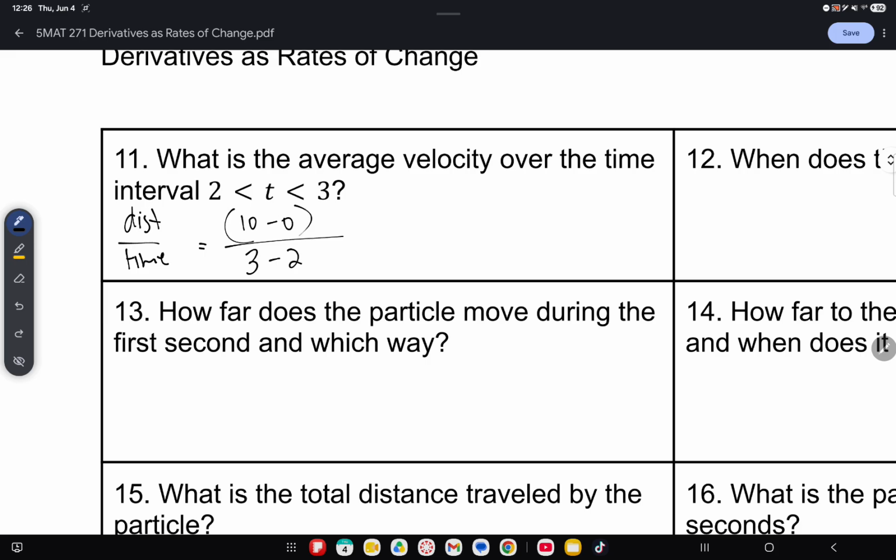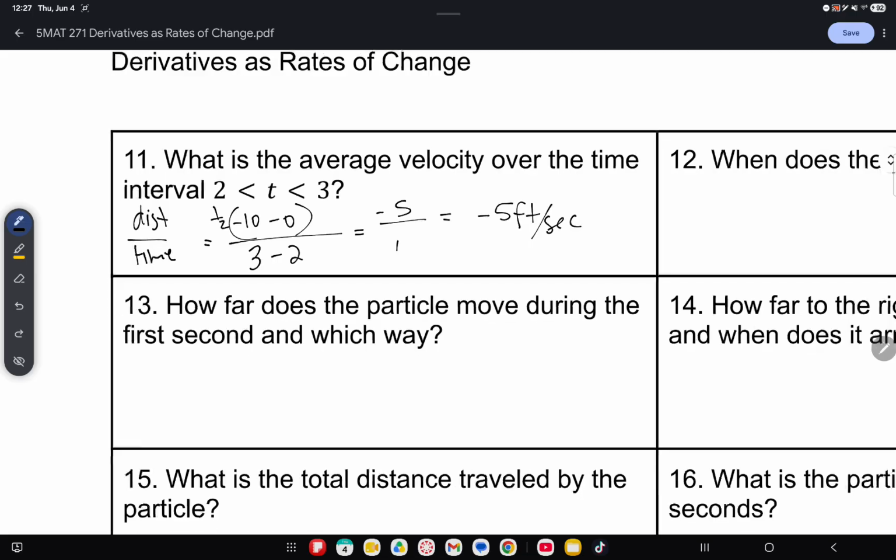But we want the average. So there's 2 points, right? 2 and 3. So we're going to take half of that. So I got 1/2 times 10, which is 5. And oh, that's a -10. And then 3 minus 2 is 1. So we'd have a -5 feet per second as an average velocity.